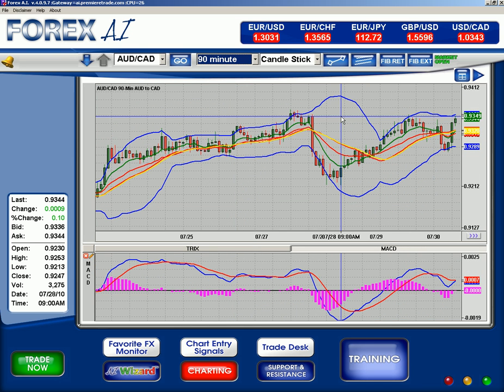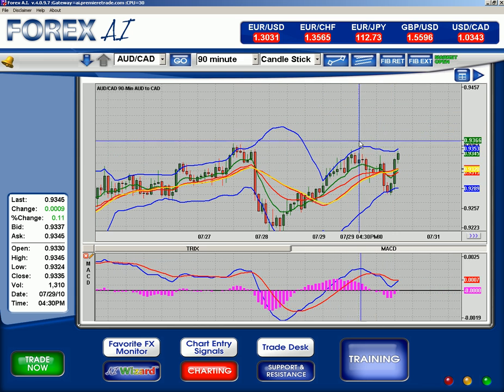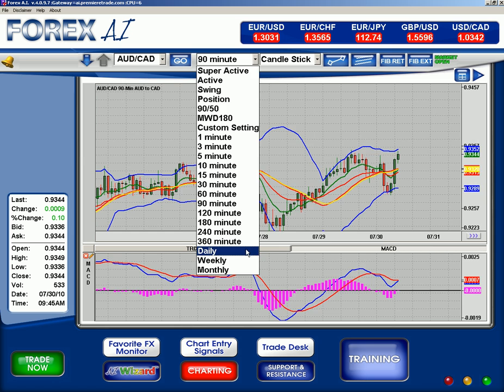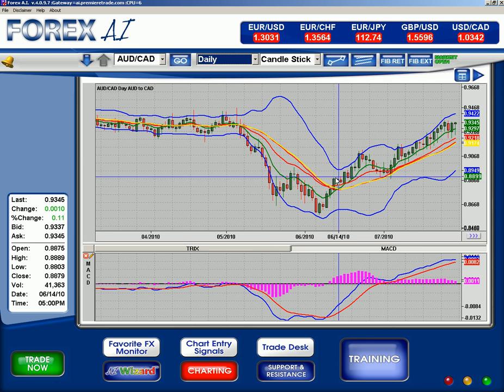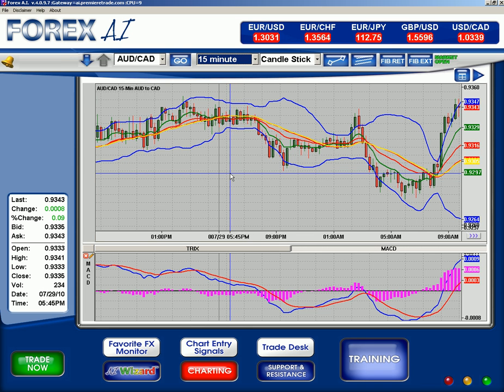Otherwise, as you can see right here, if it does break, it could retrace, bring itself back into its previous trend. Look at this on the daily chart, and you can see what that trend looks like. So, great opportunities. Keep an eye on them.